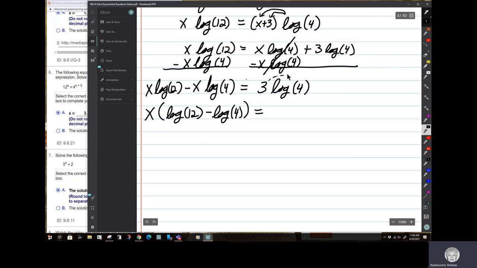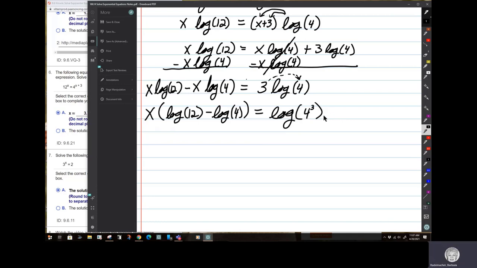That 3 is annoying me. I'm going to go ahead and bring it up. Log 4 to the third power. Throw that in your calculator real fast. You discover it's 64. 4 times 4 times 4 is 64.